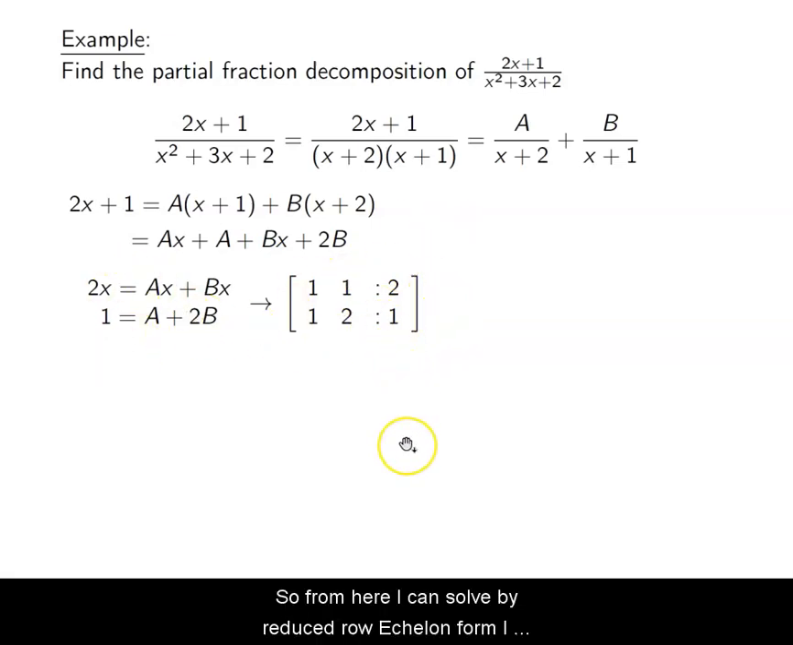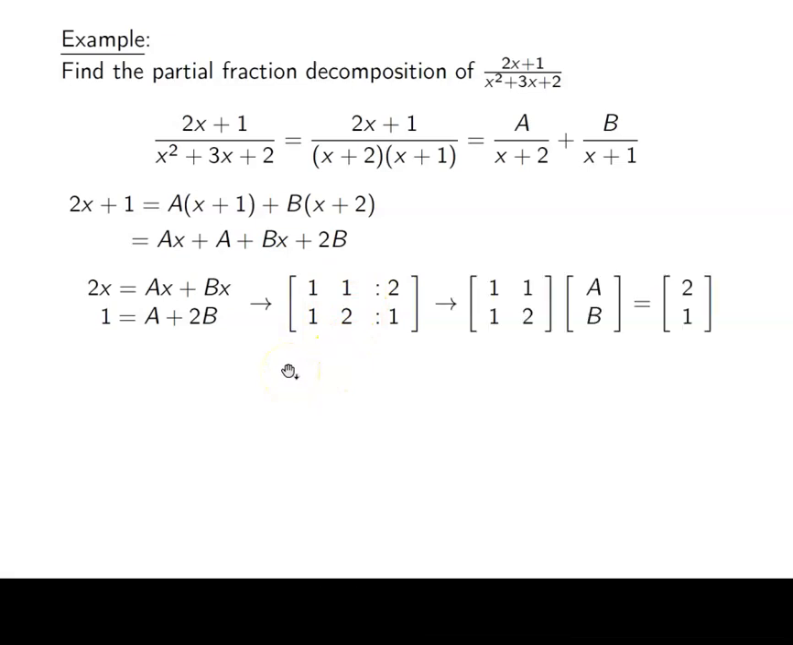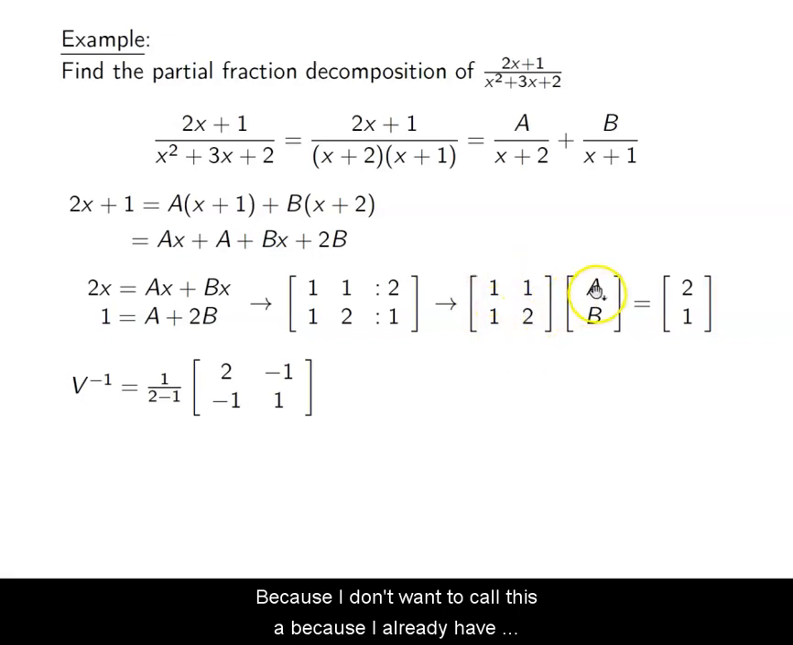So from here, I can solve by reduced row echelon form. I can solve by using the inverse of 1, 1, 1, 2. I can solve by Cramer's rule, right? So here I'm going to turn it into a matrix. I'm going to find this inverse. I'm calling it V because I don't want to call this A, because I already have A somewhere. So I didn't want to confuse you guys and say A inverse, and then you're like, oh, well, A is here. It's not a matrix, it's a number. So I'm calling it V. So this 1, 1, 1, 2, I'm just calling it V. For right now, it's temporary, right? I have to give it a name.